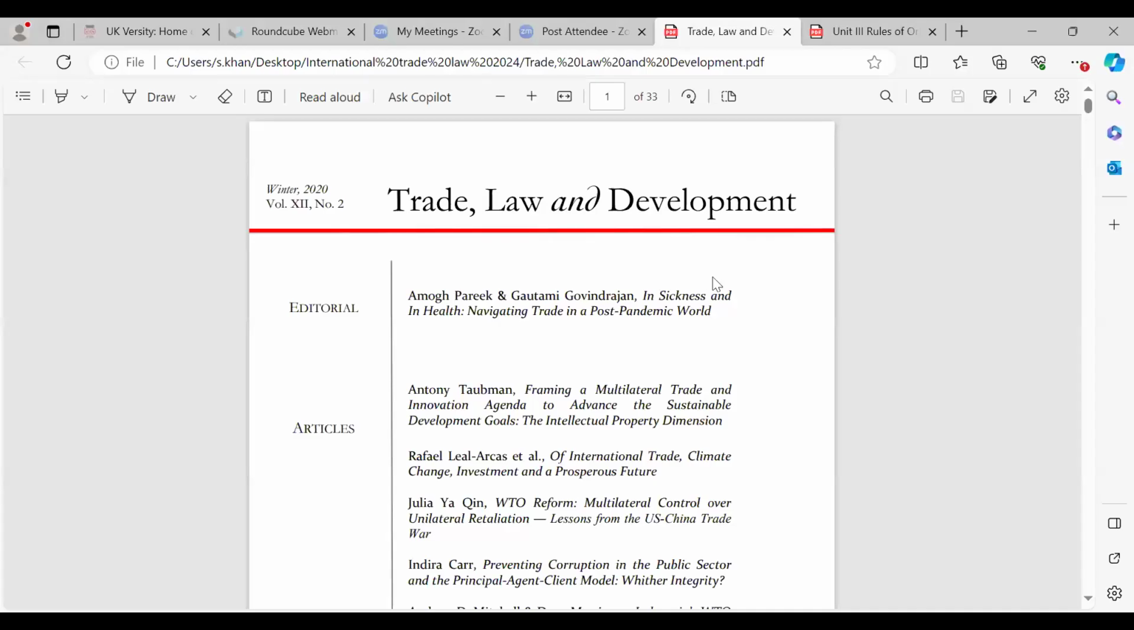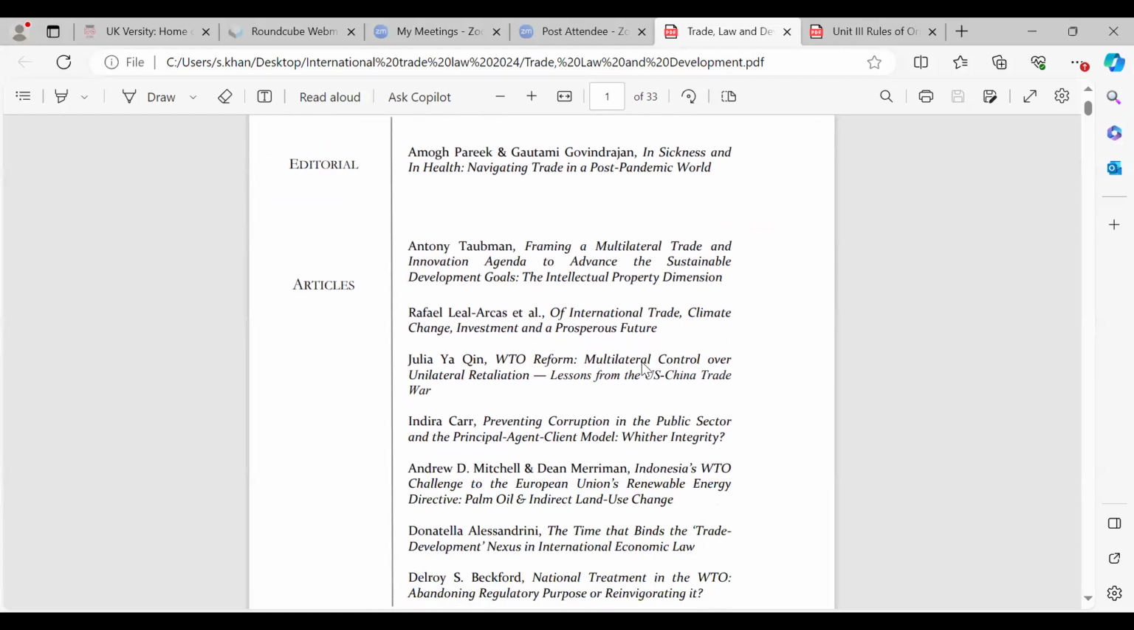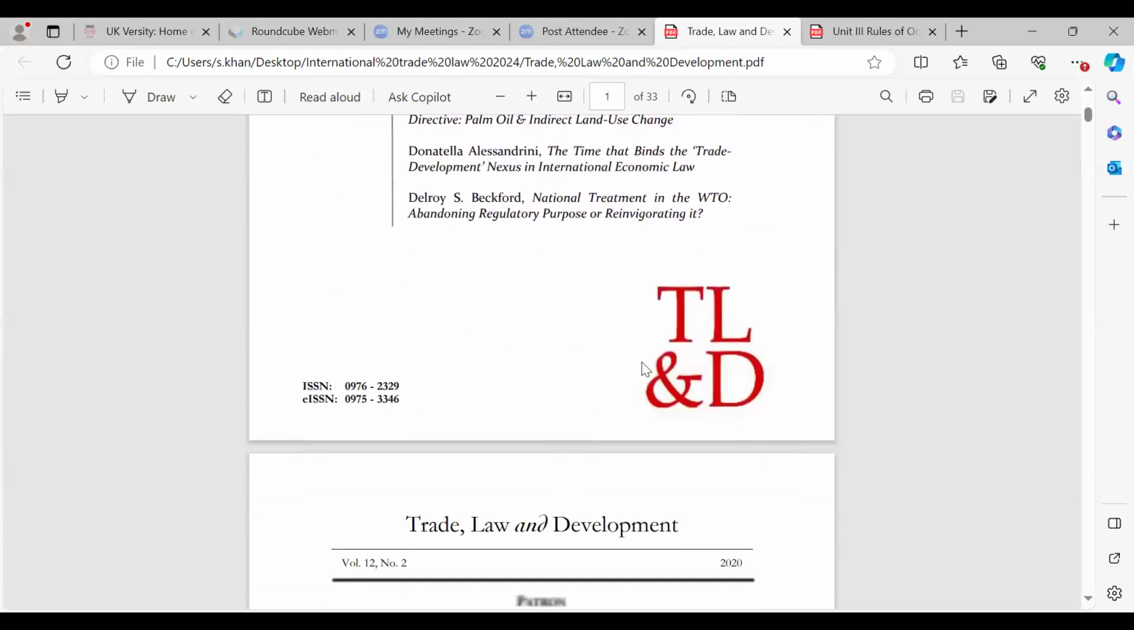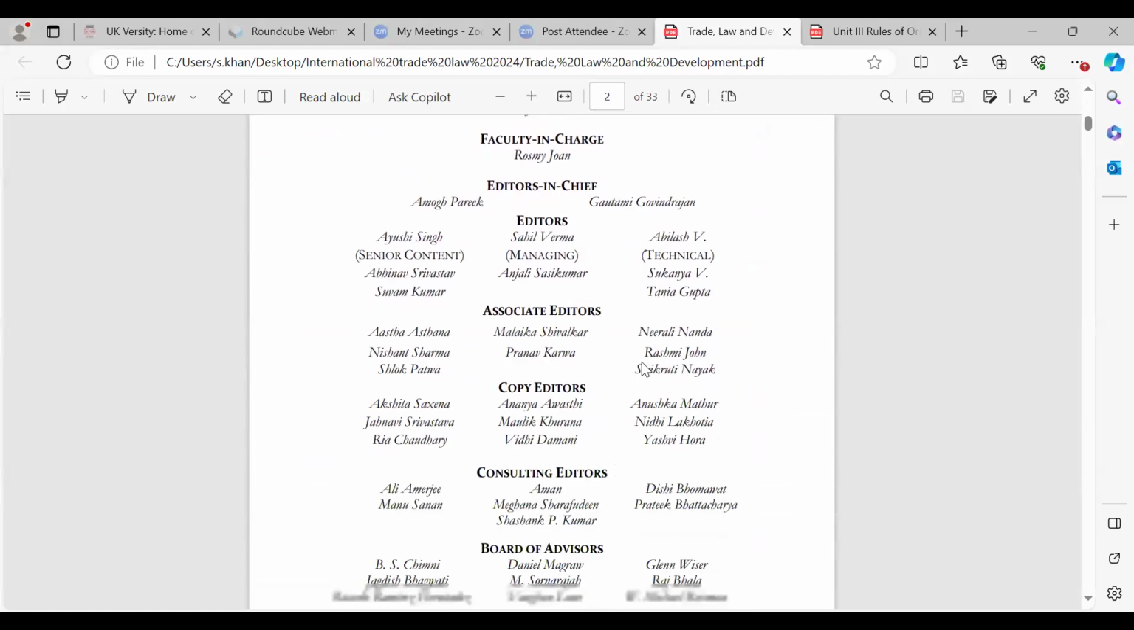The next article I've got to share is, again, quite an interesting article on trade, law and development. It's by Winters 2020, so it's quite a recent article, and it looks at trade law and development. It gives you a list of other articles that would help you in regards to looking at trade development. And this is quite a lengthy article as well.